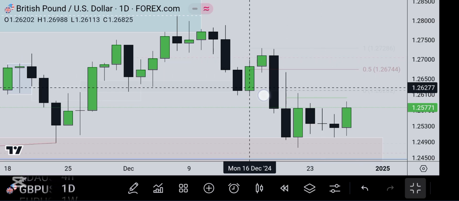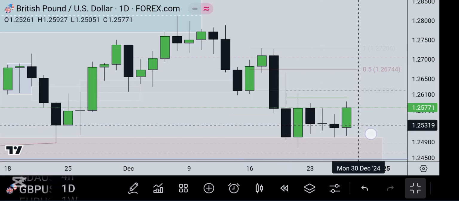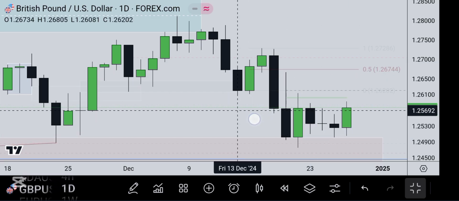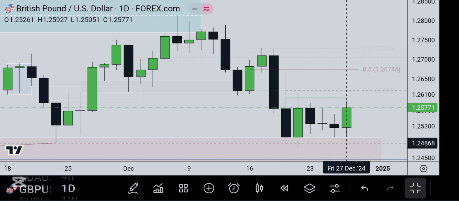And notice here there's no fair value gap from here. No fair value gap. Do you see any? I can't find any on a daily time frame. 1, 2, 3, 4, 5, 6, 7, 8, 9, 10 days. No fair value gap. High resistance liquidity.